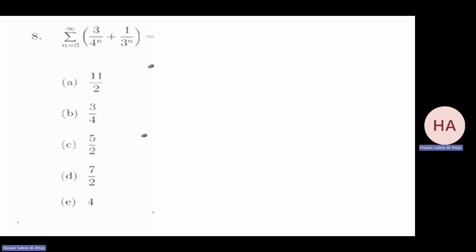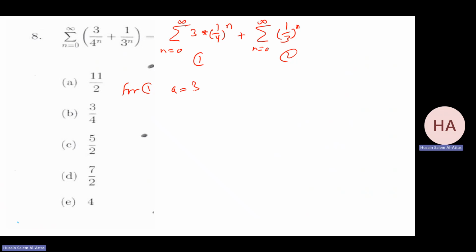This one, 3 over 4 to the n plus 1 over 3 to the n. I can make it 2 series: this is 3 times 1 over 4 to the power n, and the other one, 1 over 3 to the power n. I can make this 1, and this is 2. For 1, n equal 0, I have A equal 3 and R equal 1 over 4, which converges. So S equals A over 1 minus R, that is 3 over 1 minus 1 over 4, which is 3 over 3 over 4, that will be 4.